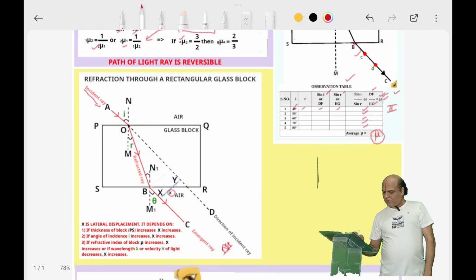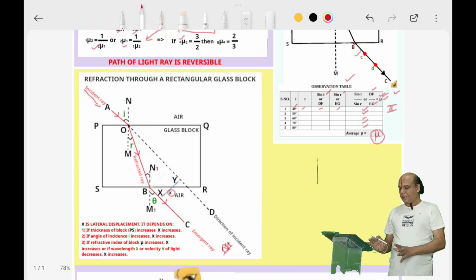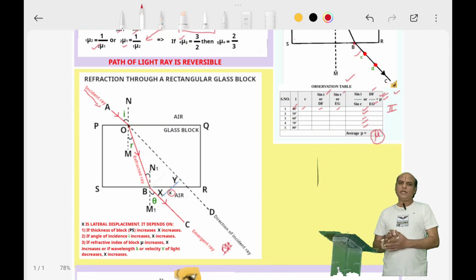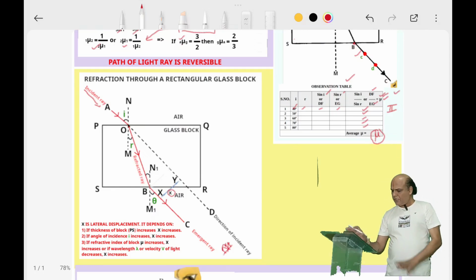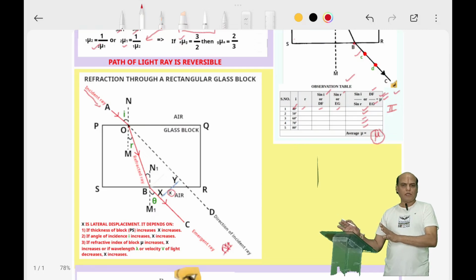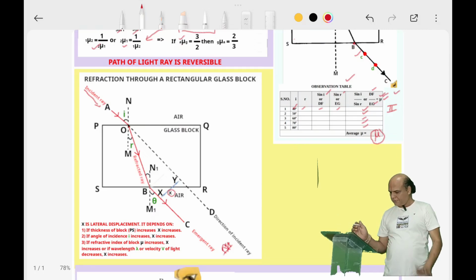So when we are observing from here, for an observer, this incident ray appears to have shifted laterally by a distance x when he observes from this point. This phenomenon is called lateral displacement of light ray. All other parameters are same. Whatever we had covered in the earlier verification experiment, it's almost same.